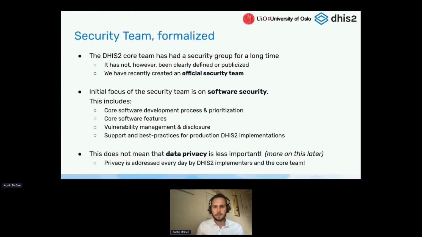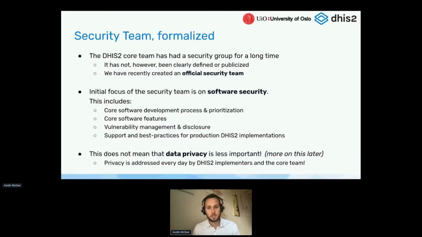But it has not been a clearly defined, public and formalized team within DHIS2, within the core team. So we created this official security team because one of the things we recognized is that part of secure organization management is to have a well-defined set of people who are the security team, who are well-known and trusted. When some information is shared with the security team at DHIS2, it should be segregated into that security team until it's been triaged and the severity of that information has been recognized.